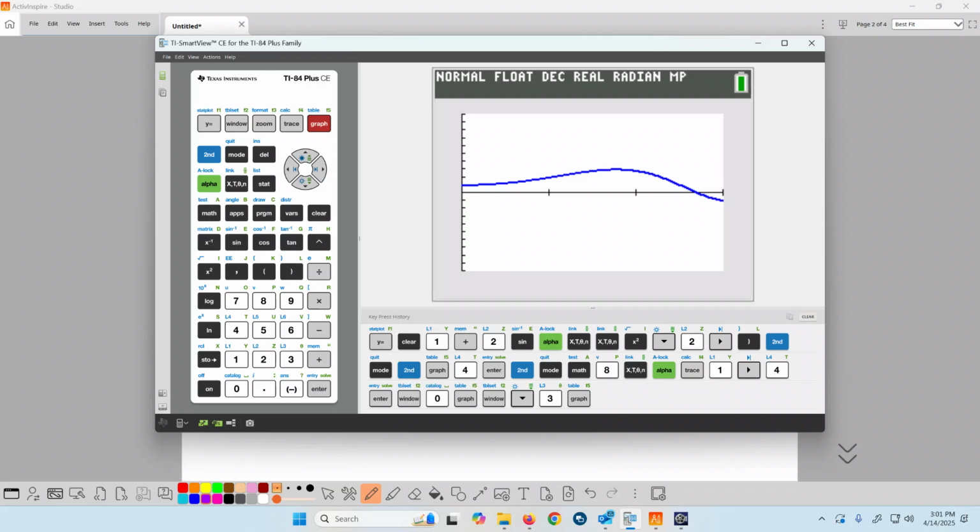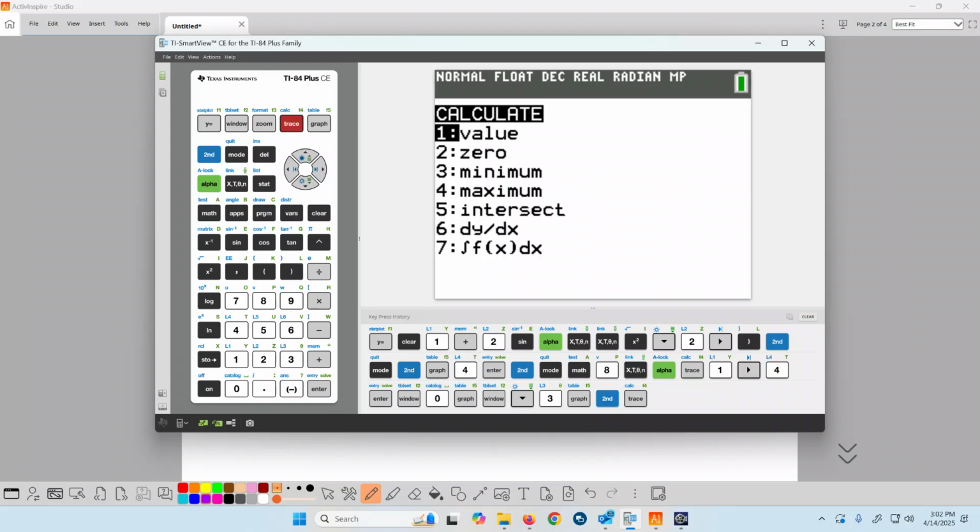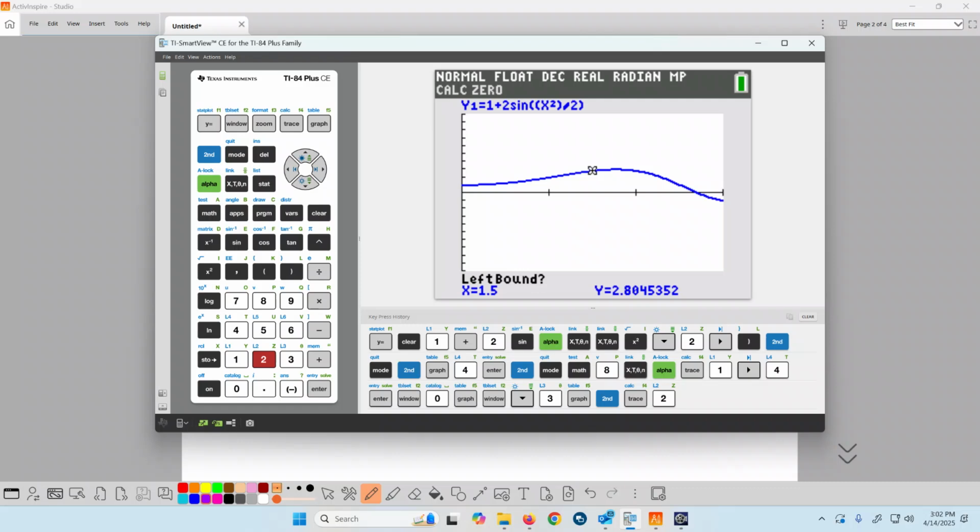And when we hit graph now, we're looking at it way more specific. So this is the interval from 0 to 3. And I want to look at when it changes signs. Well, right now, this velocity is positive because it's a positive y value, and then all of a sudden it's a negative 1. When does that happen? When does it change signs? It happens right there. What do we call that point? That's called a 0, right? Because it's an x-intercept. So we're going to calculate a 0, and we're just going to select the left bound.